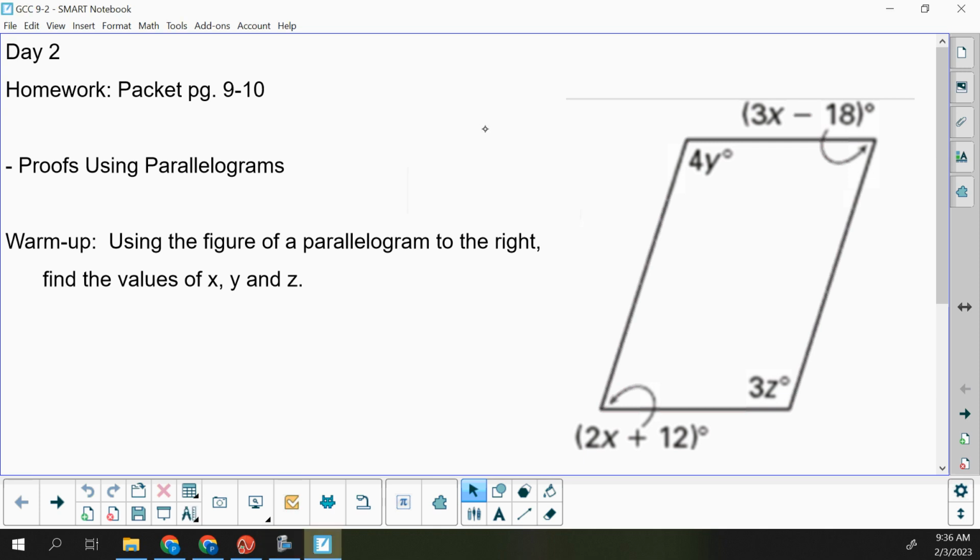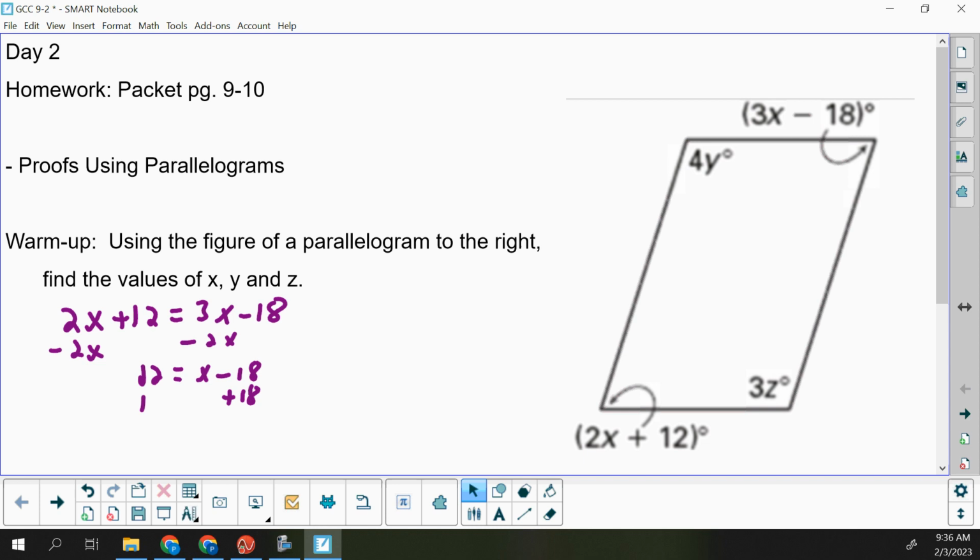So we had a set of opposite angles there that only had x's. So we wanted to start with the fact that 2x plus 12 is equal to 3x minus 18. Notice that only has x as the variable, so we can go ahead and solve that. I'm going to subtract the 2x over to give us 12 equals x minus 18. Add the 18 over to give us 30 equals x. So that's part of what we needed to know.